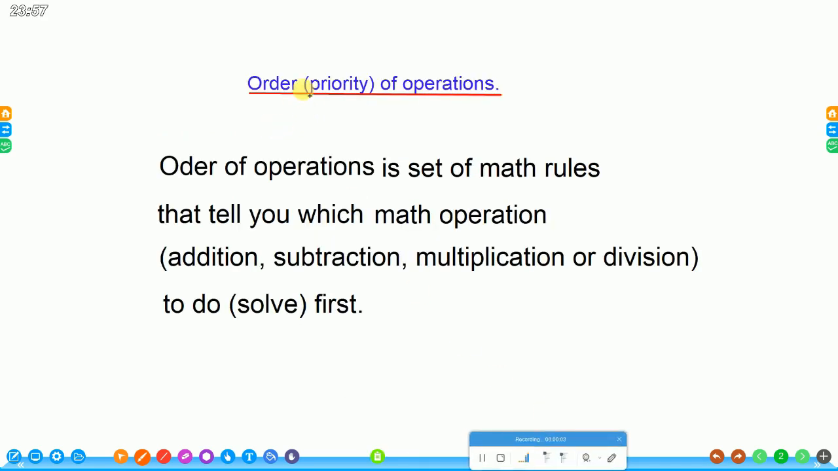Now, let's see what we mean by order of operations. Order of operations is a set of math rules that tell you which math operation, addition, subtraction, multiplication, or division, we need to do or solve first.